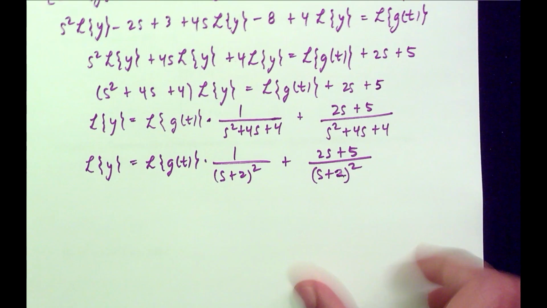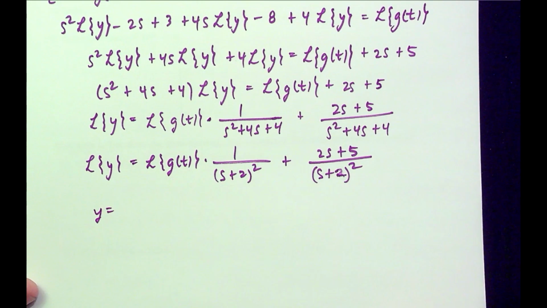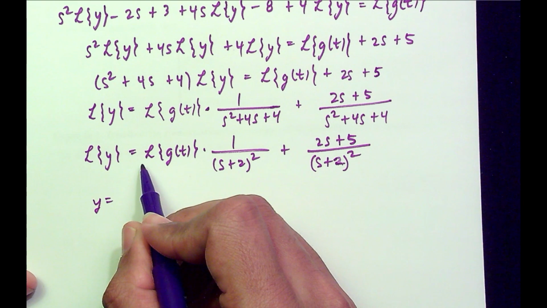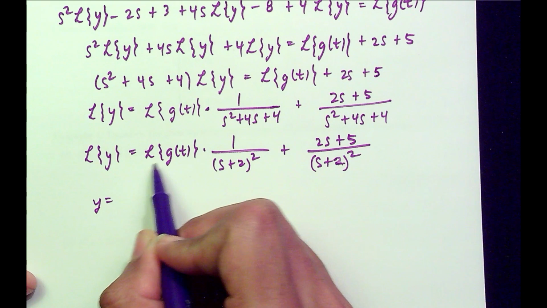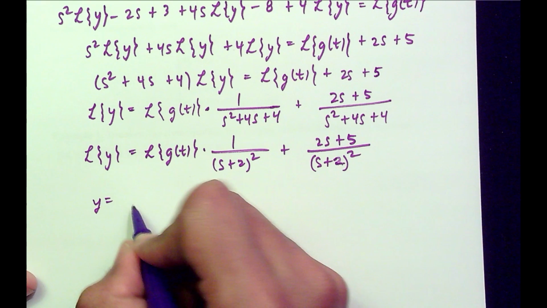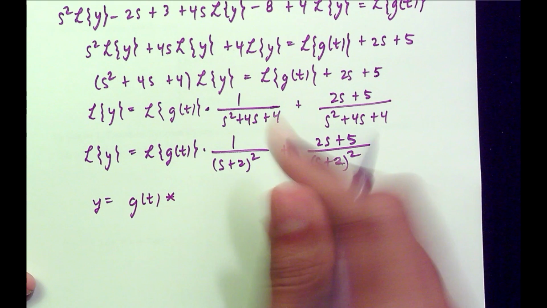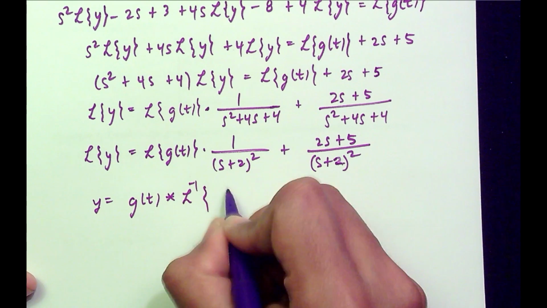So now inverting, we're going to get that. I'm going to write down what I just said. Inverting, this is the Laplace inverse of this. The Laplace inverse of that is g of t. Convolution product, the Laplace inverse of this. Laplace inverse of that.